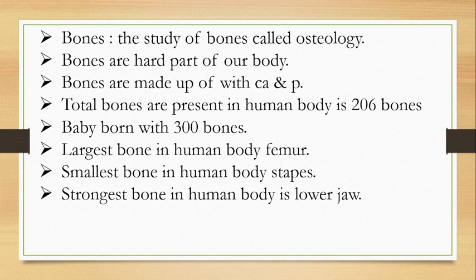Which part is hard in our body? Bones. These bones are very hard. Right, these are the hard part of our body. Bones are made up of calcium and phosphorus substance, nothing but collagen.